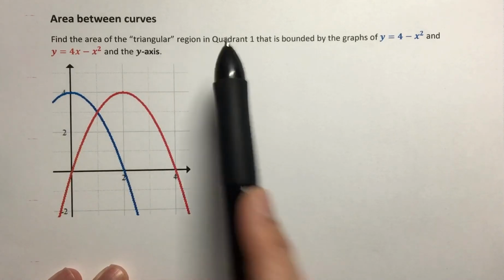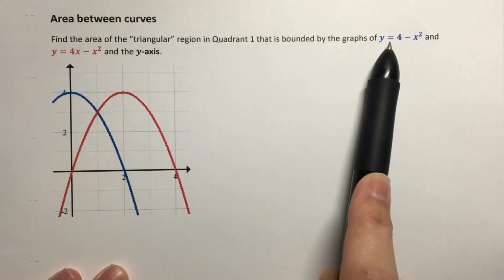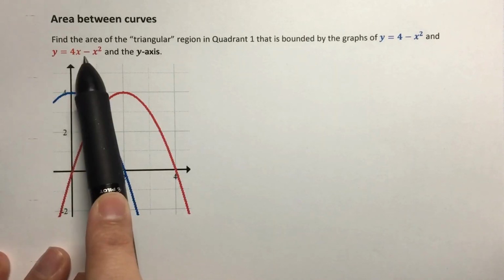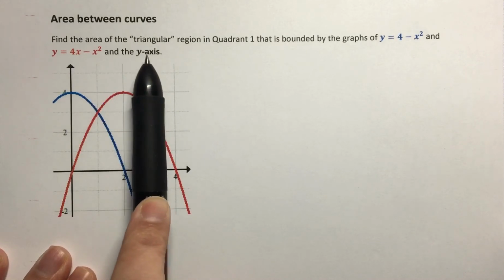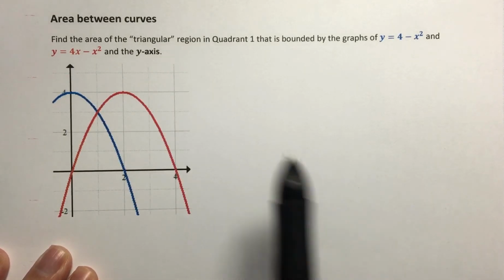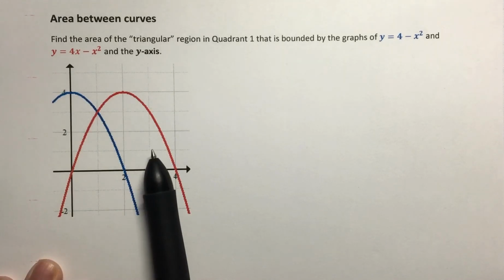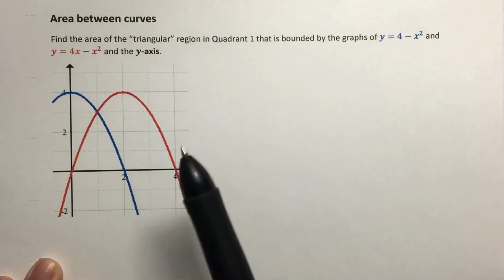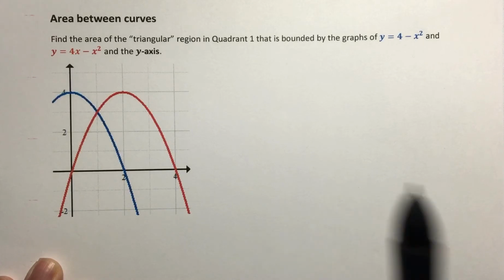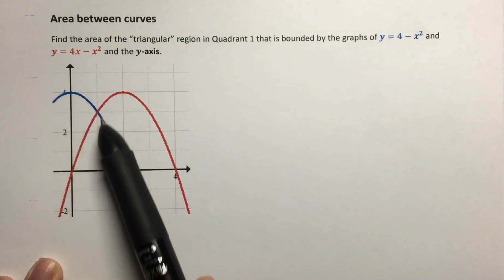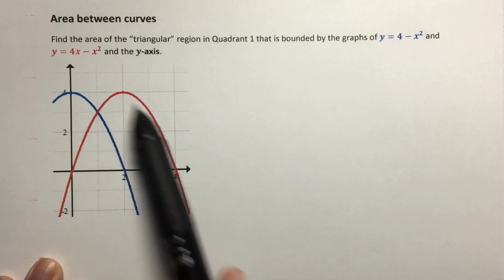So the triangular region in quadrant 1 that is bounded by the graphs of y equals 4 minus x squared and y equals 4x minus x squared and the y-axis. Now, a lot of the times you're not given a graph, or even if you are given a graph, you're not told the region, you just are described the region. So when you look at this, there's a few regions that your eye goes to. There's this one right here, this one here, and then that weird lumpy bit on the side.